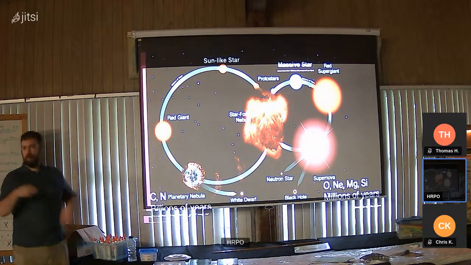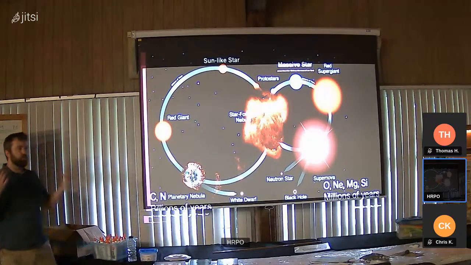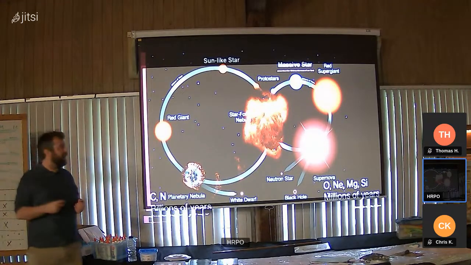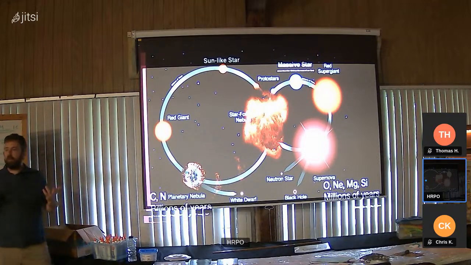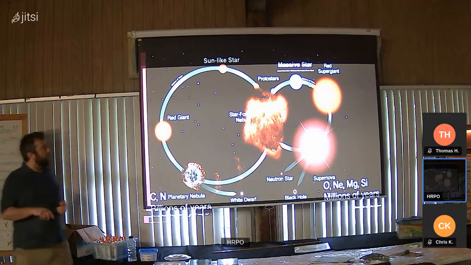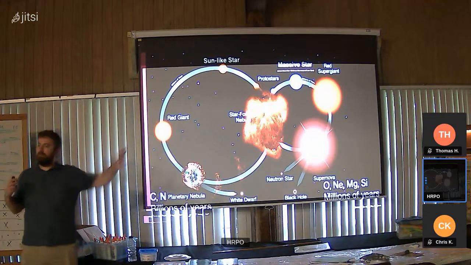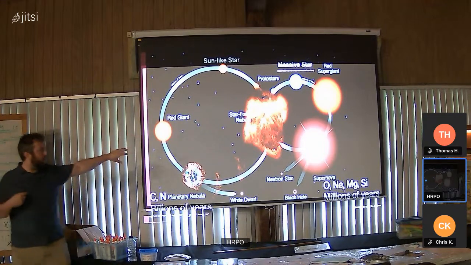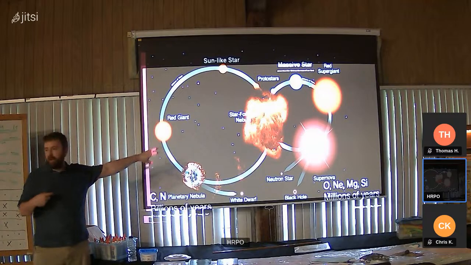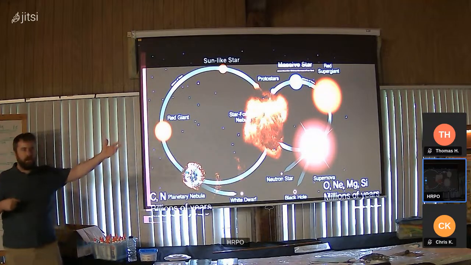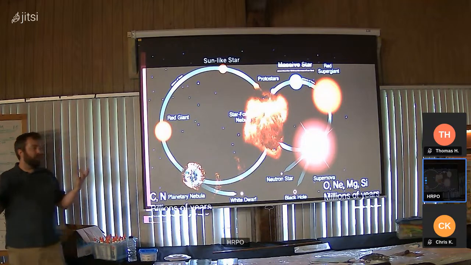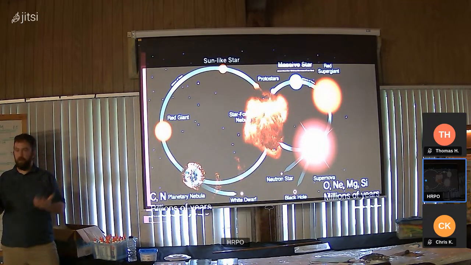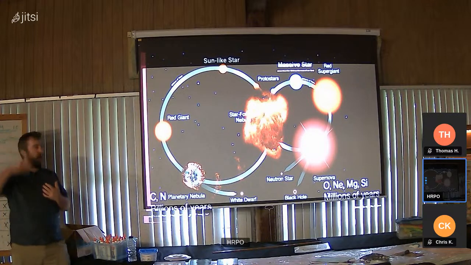So you form a more massive star that lives a shorter, more energetic life. It burns through its fuel much more quickly. After only a few million years, it will explode. And this time, rather than just leaving behind a white dwarf, it will leave behind a neutron star core. But before it does, it will have fused heavier elements, so oxygen, all the way up to iron.